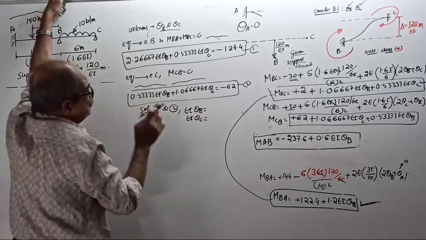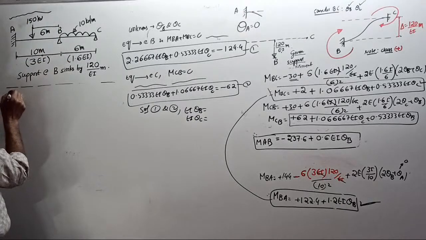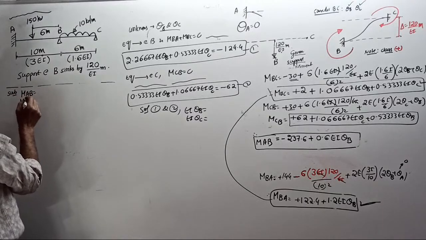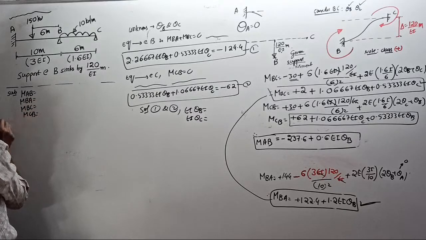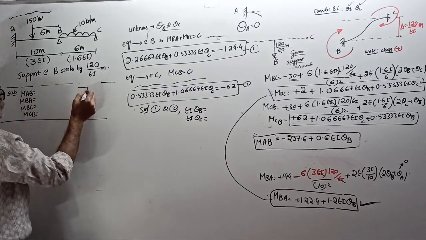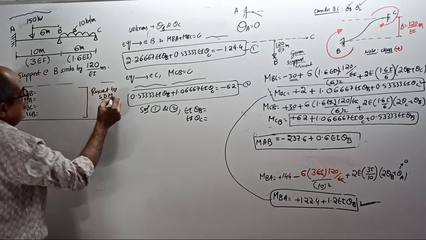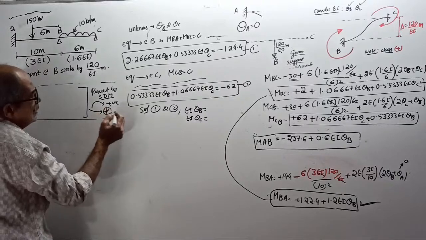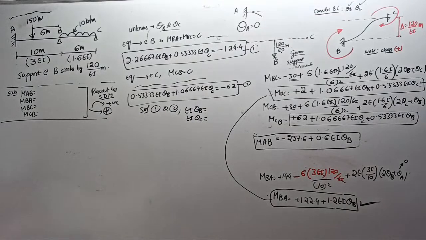Okay, now, once you get EI theta B and EI theta C, I will do one thing. I will write here, substituting MAB, MBA, MBC and MCB. This is the result by slope deflection method. All moments are clockwise positive. Tell the answer. EI theta B, fast. EI theta B. Correct answer. At least 5 decimals.